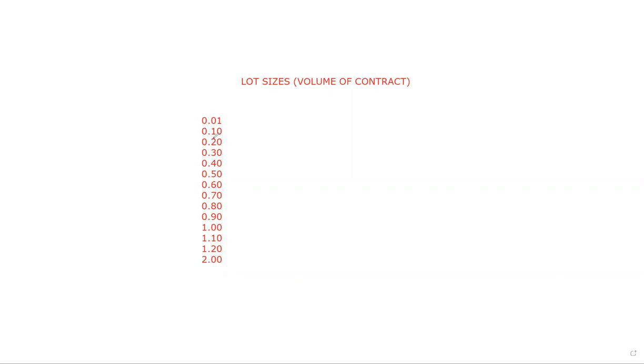Now that you have known the arrangement of the lot sizes, let's look at it like this. Let me label here lot. Then let me label here too as pips. And then finally, let me label here as amount.